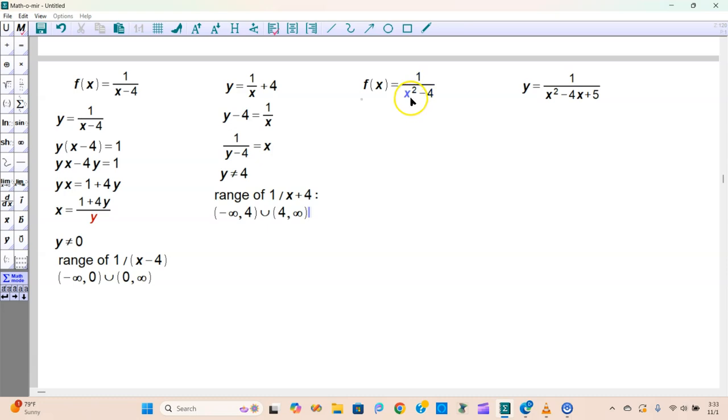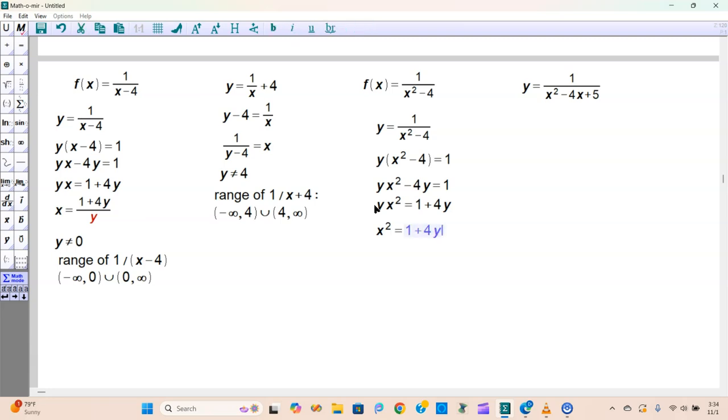Okay, now you look at this one, you say, well, this is being squared. This is definitely going to be harder. Well, let's see what happens. We'll do y equals 1 over x squared minus 4. You can invert, or you can do just y times x squared minus 4 equals 1. So cross multiply, and the goal is to get x by itself. So you're going to do yx squared minus 4y equals 1. Then yx squared equals 1 plus 4y, and then x squared equals 1 plus 4y divided by y.